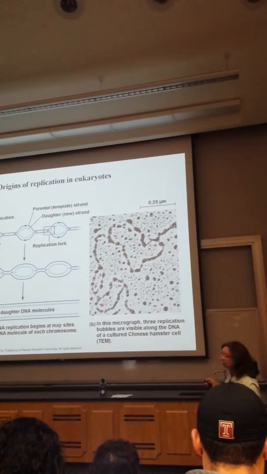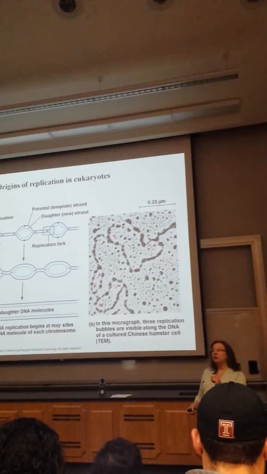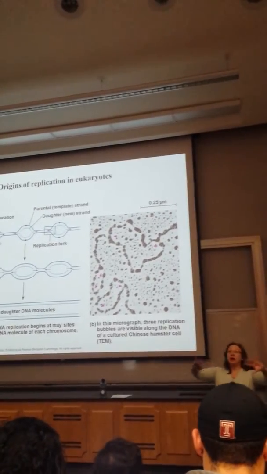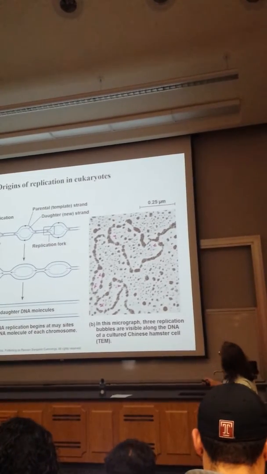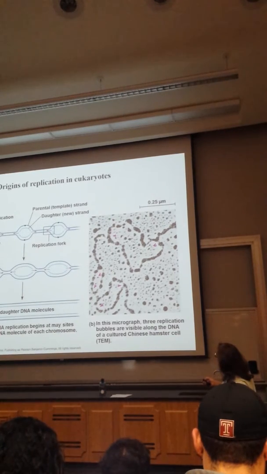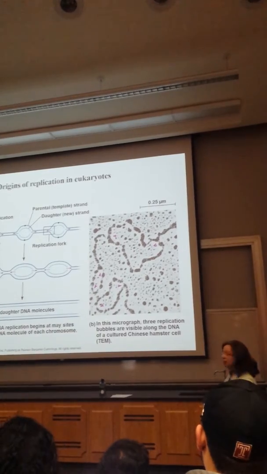Origins of replication are segments of the chromosome that are actually attached to parts of the nuclear matrix. Remember, our chromosomes aren't free-floating in our nuclei. They're actually attached to two components of the nuclear matrix. And what establishes an origin of replication is an attachment to the nuclear matrix.